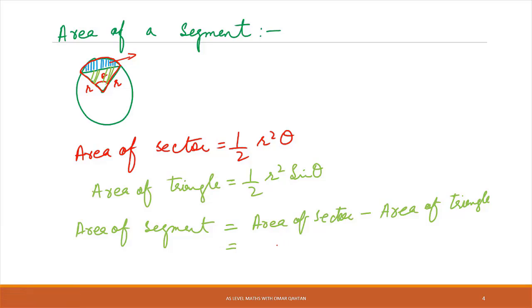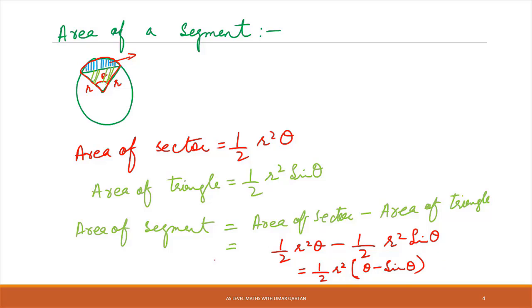So area of sector is half R squared theta minus area of triangle is half R squared sine of theta. Upon simplification we'll get, taking half R squared common, inside theta minus sine theta. This is the result that you could use directly while trying to find the area of segment. If you want to memorize, you can do it, otherwise you can deduce the way I told you.